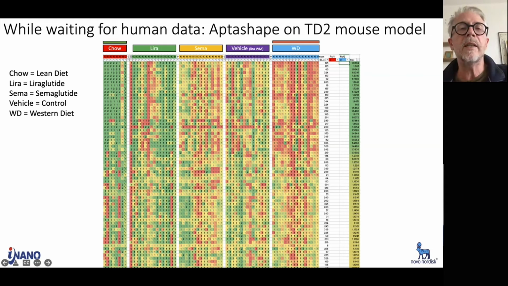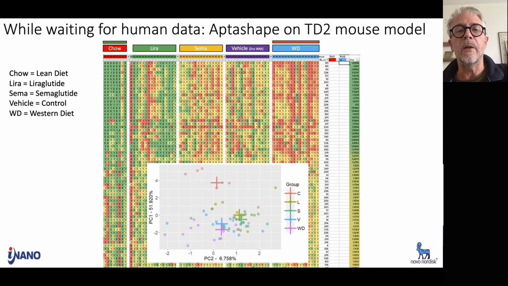And you can quickly see here already that we have a whole lot of aptamers that can recognize the lean mouse blood from the Western mouse. And you can also see that some of these drugs actually push the signal towards the lean mice. So we usually take about 1,000 different aptamers out, and then we use these to provide maps of how the mice are changing in the blood.